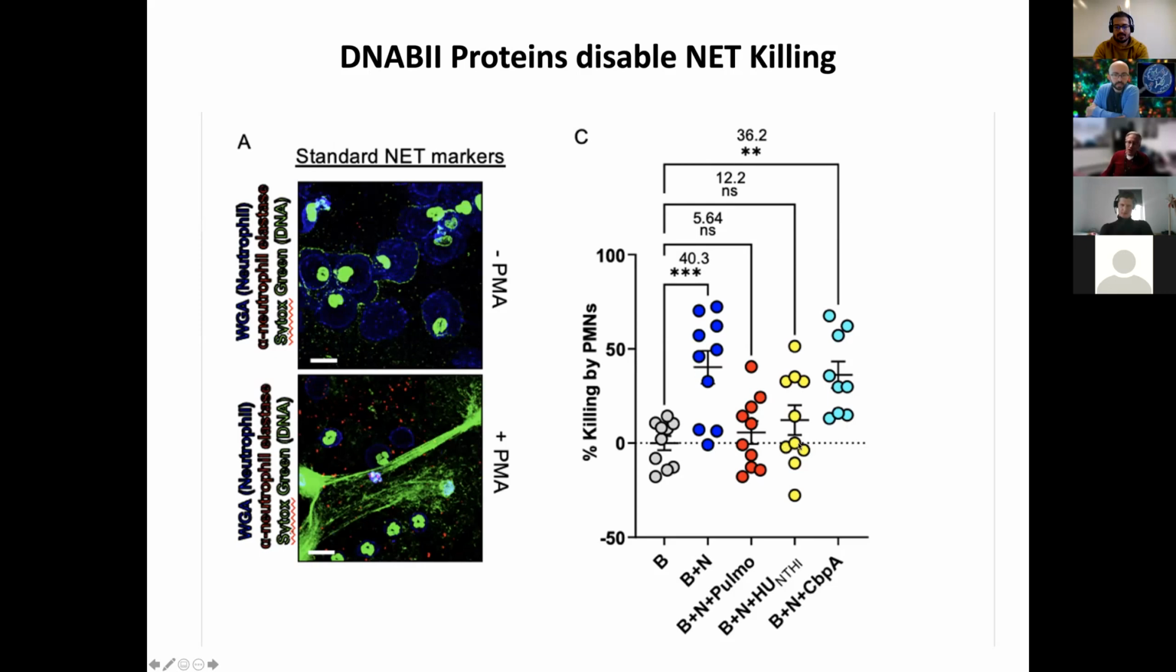But when we also add a DNABII protein, which we know shifts the equilibrium of B-DNA to Z-DNA, the NETs no longer can kill. If we use another DNA-bending protein that we've shown also is present extracellularly, but does not have anything to do with the structural integrity of the biofilm, the NETs do not kill anymore.